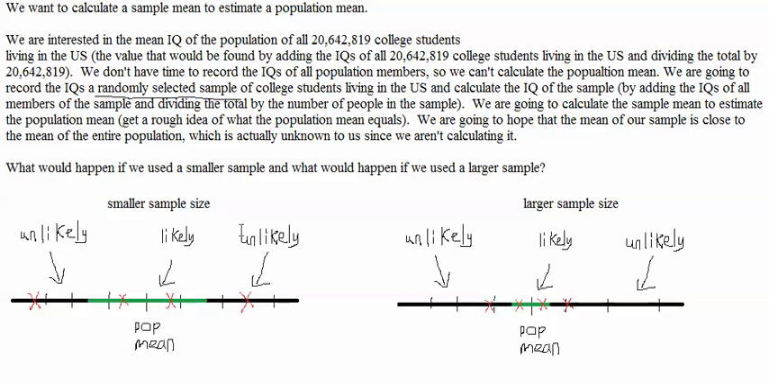So let's look at this outcome right here that's one tick mark away from the population mean. I'm not actually telling you what number that is, but let's just look at it as an example. With a smaller sample size, that distance from the population mean is still a likely outcome, meaning we're actually likely to overestimate the population mean by this much.